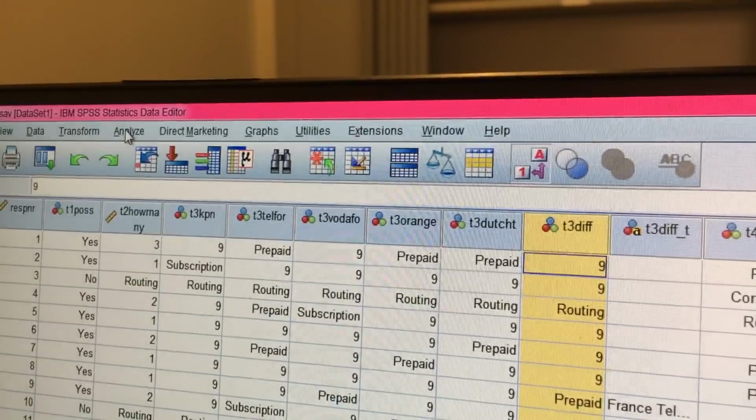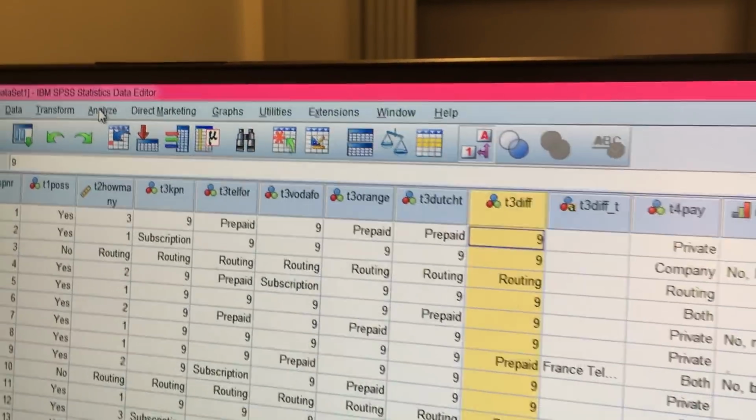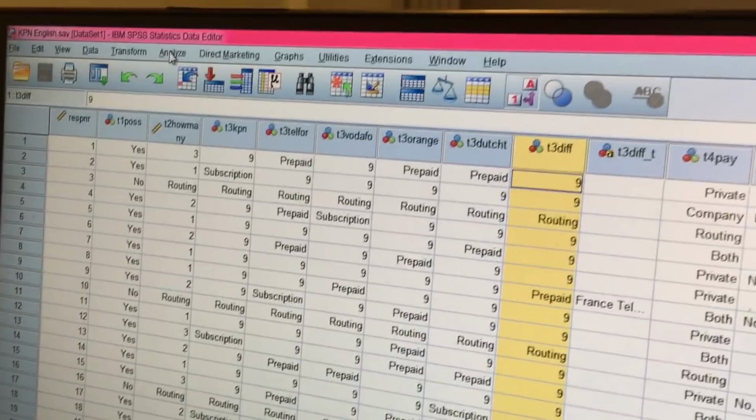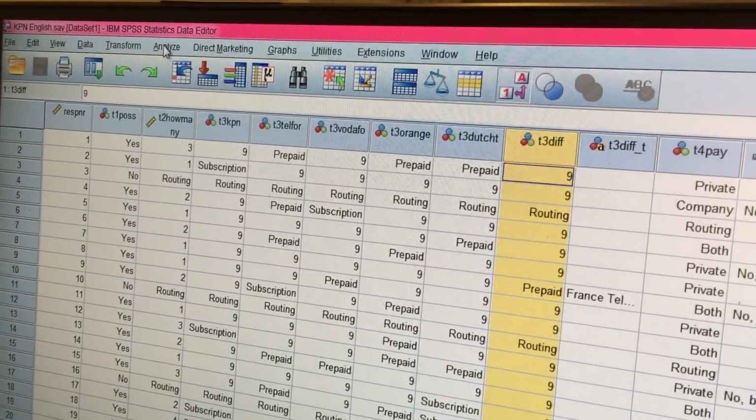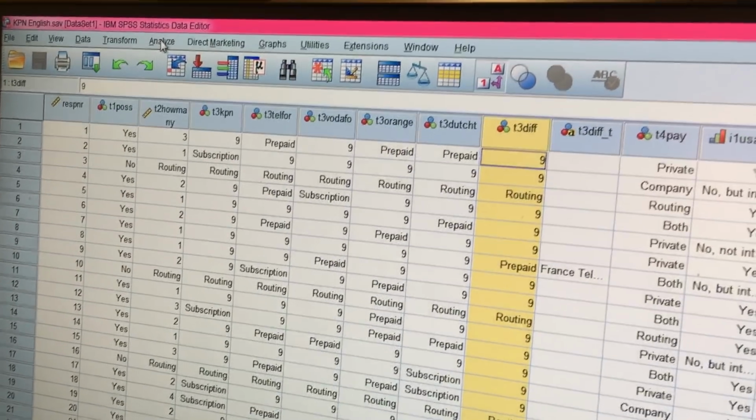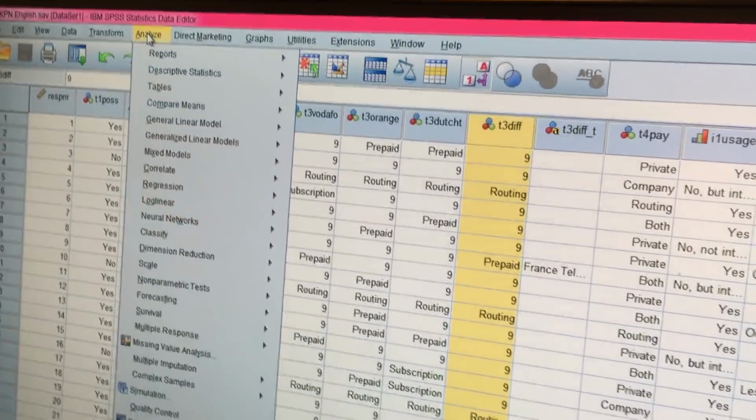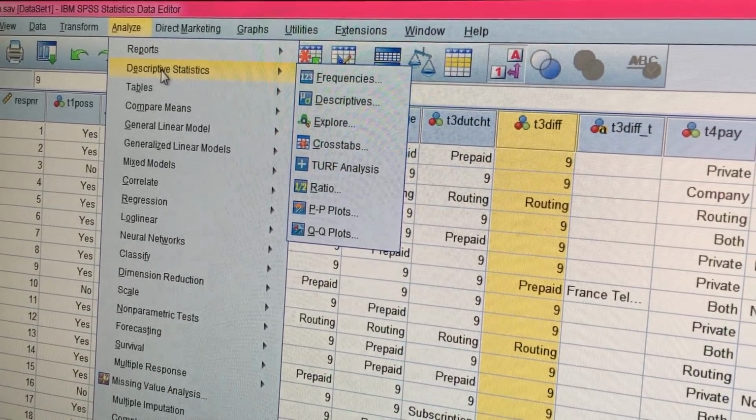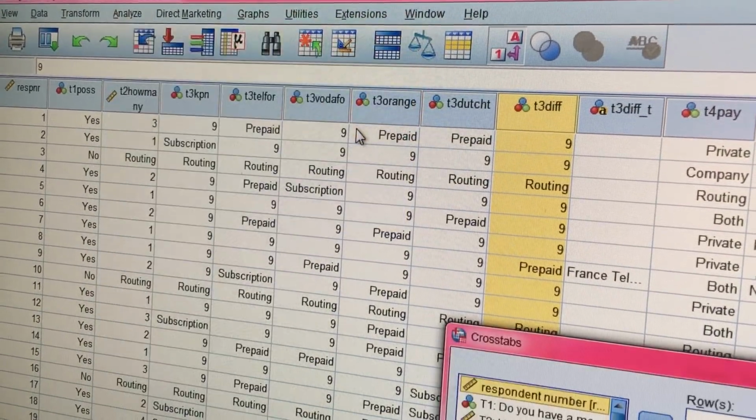Let's move on. What's really interesting in analyzing is crossing, because then you can search for differences between groups. A cross table is a bit more complicated, but it gives so much more information. So let's see if we can try to make one for you today. Descriptive statistics again, cross tabs.